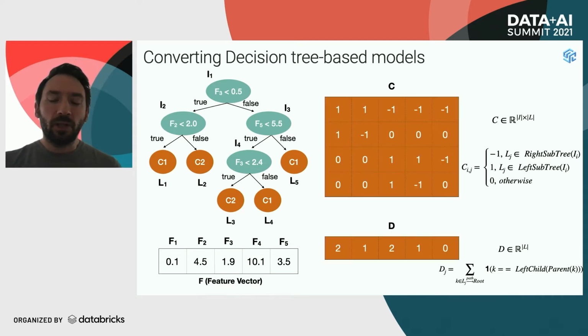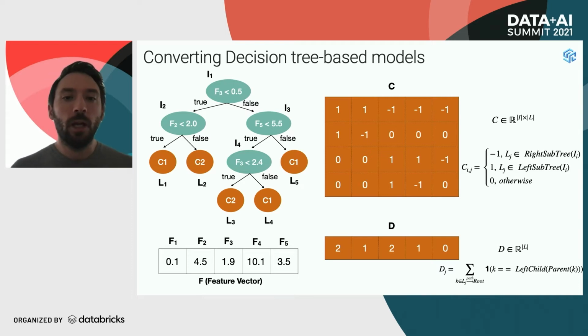Then you have the other two data structures. Matrix C is used to encode, given a node, the path in order to reach a leaf node. So in C, we have one column for each of the 5 leaf nodes in this example, and one row for each of the decision nodes. If you look at the first column, this is telling me that in order to reach leaf node 1, I have to go left for decision node 1 and left for decision node number 2. So 1 here says go left, while -1 means go right.